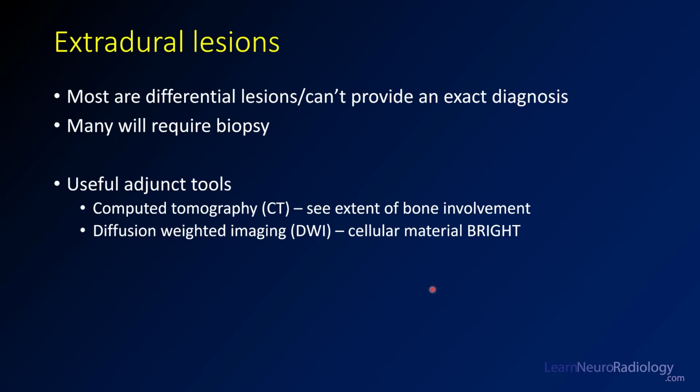Now, extradural lesions are often differential lesions, meaning that you may not be able to provide an exact diagnosis. You may have to have a biopsy. However, there are a couple of things that you can use to hone your differential diagnosis. Think about using a CT, particularly if you're looking at a bone lesion. Think about using diffusion to see if there are densely cellular materials, such as a tumor or lymphoma. This can be quite helpful.